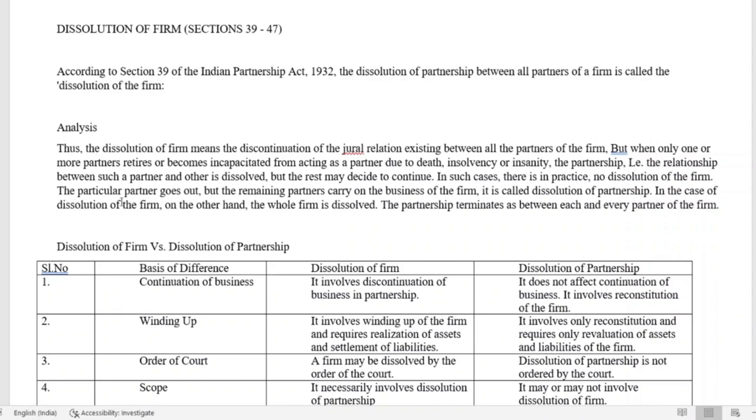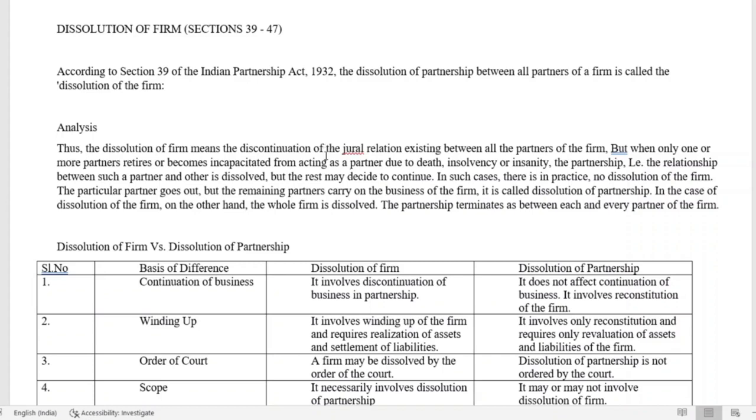But when only one or more partners retire or become incapacitated from acting as a partner, it may be due to death, insolvency, or incapacity. The partnership, that is the relationship between such a partner and others, is dissolved, but the rest may decide to continue. So this will be called the dissolution of the partnership, not the dissolution of the partnership firm.